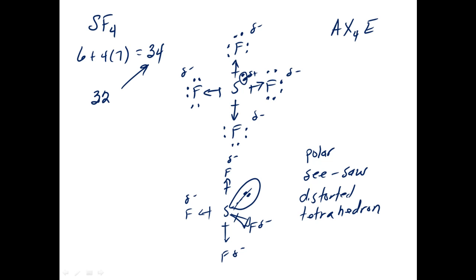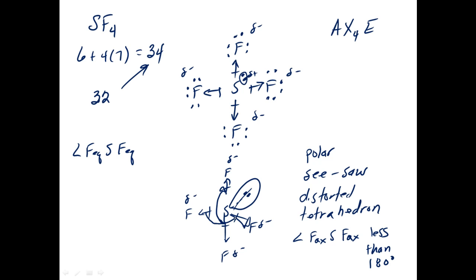One of the things we need to know is what is the angle between the fluorine axial, the sulfur, the fluorine axial. So we're talking about the angle between here and here. Well, you would say less than 180 degrees. All right. What is the angle between the fluorine equatorial, the sulfur, and the fluorine equatorial? So we're talking about the angle between these 2 fluorines. You would say less than 120 degrees.